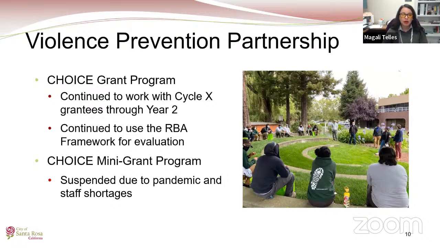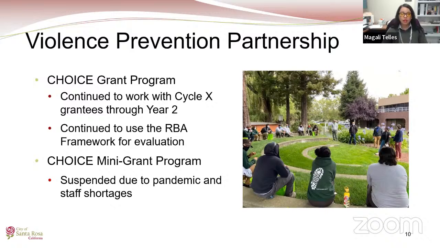unit was engaged by the partnership to provide evaluation and scorecard development services. So PRE, also known as Upstream Investment, their staff provided training and technical assistance to the partnership staff and Cycle 10 choice grantees on the Clear Impact Scorecard. This included development and the launch of the Santa Rosa Violence Prevention Clear Impact Scorecard database.